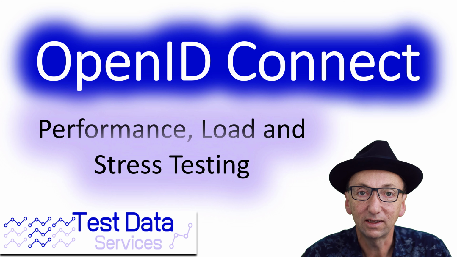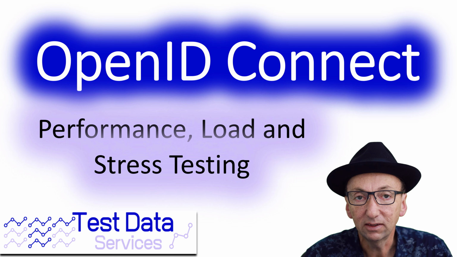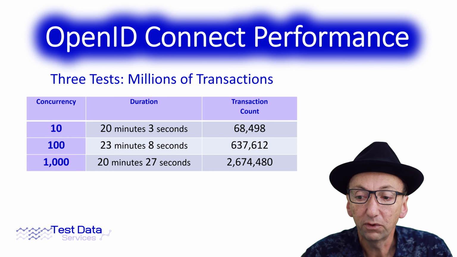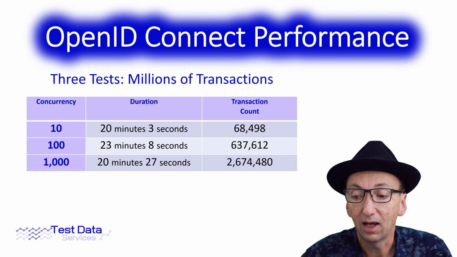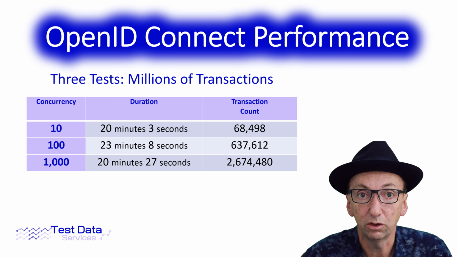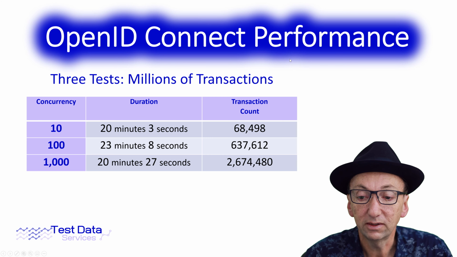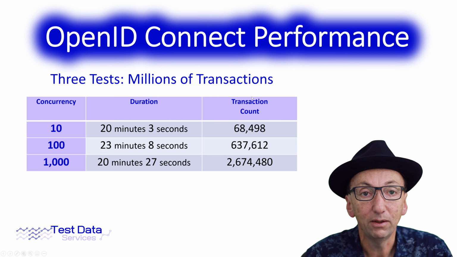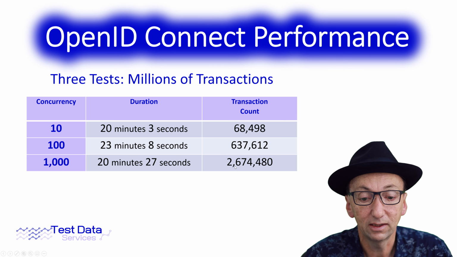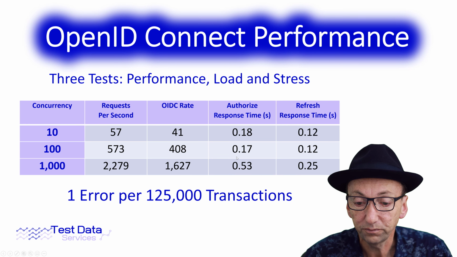Hi, I'm Paul from Test Data Services, and we've just completed the OpenID Connect tests, which included three main tests: a performance, load, and stress test with concurrency of 10, 100, and 1,000 requests. So actual concurrency, not users, even though we used users. Each of the tests ran for about 20 minutes, and we did 68, 637K, and finally in the last test in 20 minutes, 2.6 million transactions.